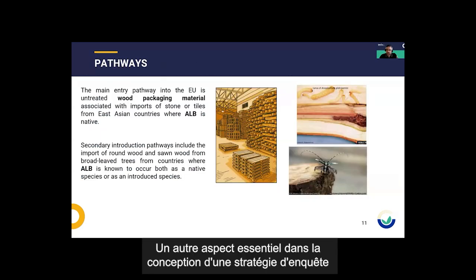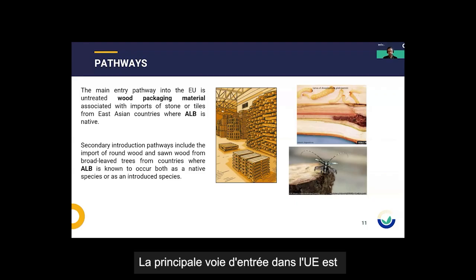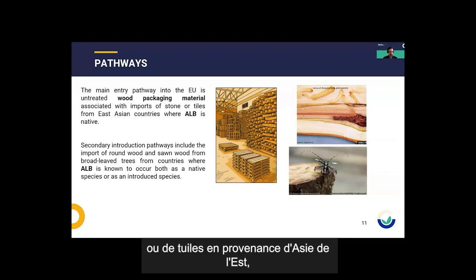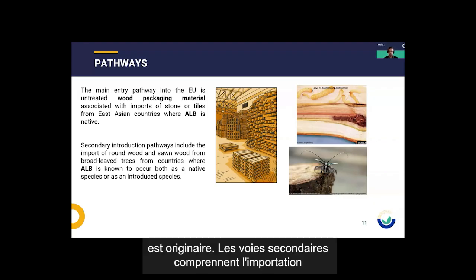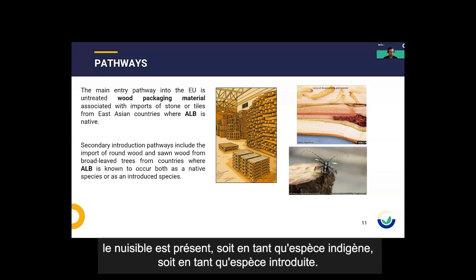Another important aspect for designing a survey strategy is the identification of the pathways of introduction. The main entry pathway in the European Union is untreated wood packaging material, especially with imports of stone or tiles from East Asia, where Anoplophora glabripennis is native. Secondary pathways include the import of roundwood and sawnwood coming from countries where the pest is present, either as native or introduced.